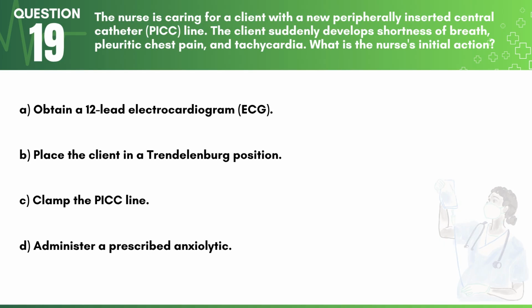Question 19. The nurse is caring for a client with a new peripherally inserted central catheter, PICC, line. The client suddenly develops shortness of breath, pleuritic chest pain, and tachycardia. What is the nurse's initial action? A. Obtain a 12-lead electrocardiogram, ECG. B. Place the client in a Trendelenburg position. C. Clamp the PICC line. D. Administer a prescribed anxiolytic.